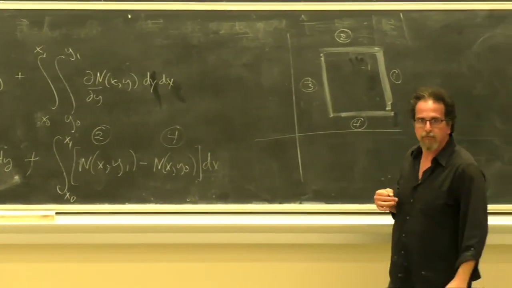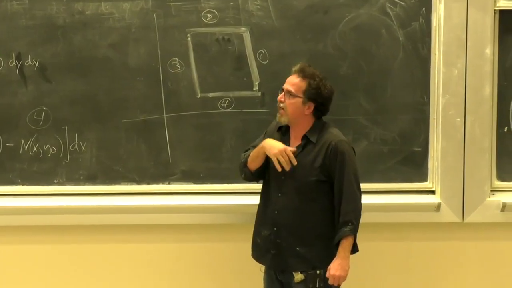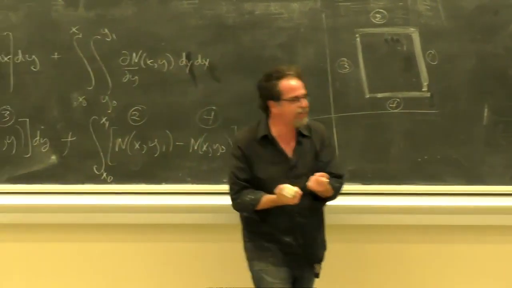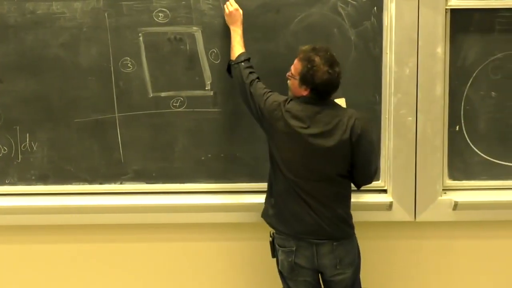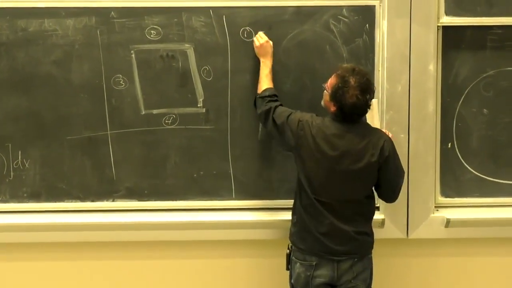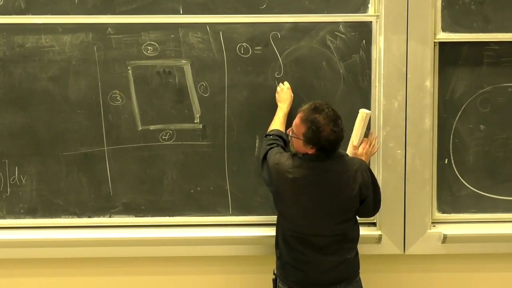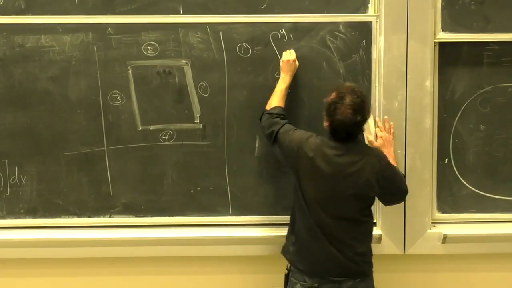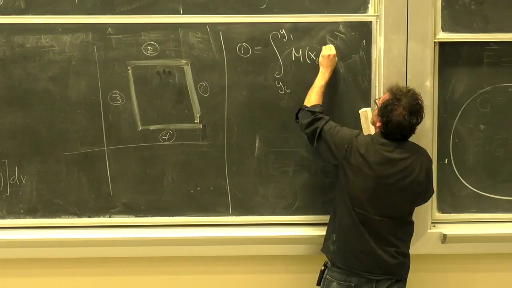Okay? I want you to look at integral 1 just for a second. I'm kind of giving you the impressionistic thing, and I want to get done before the end of class. I want you to see how it fits together. What is integral 1? Let's do it right here. Integral 1 is equal to the integral from y0 to y1, from here to there, of m of x1, y dy.